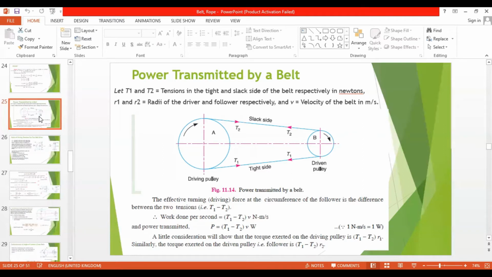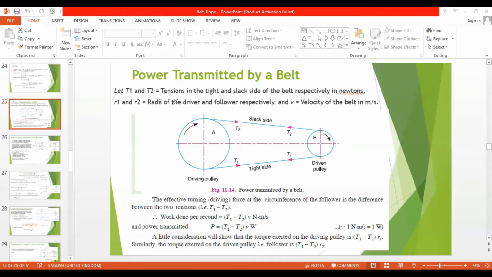how to find that, what's the formula. Let T1 and T2 be the tensions in the tight and slack sides. T2 is the slack side tension, where the tension is low, and the tight side is where the tension is high. The tight side is the side approaching the driving pulley, and the slack side is the side approaching the driven pulley. These are given in newtons.